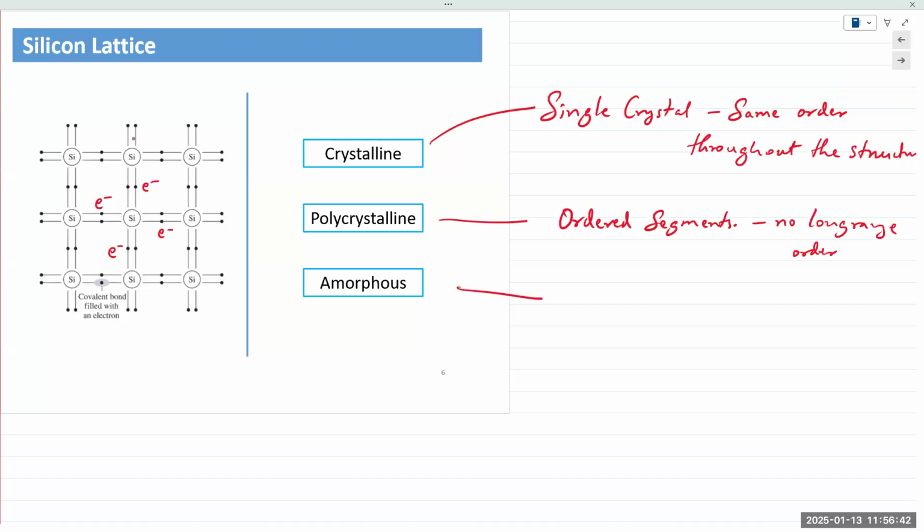And amorphous is basically no order at all. No order in the structure, hence an amorphous material.